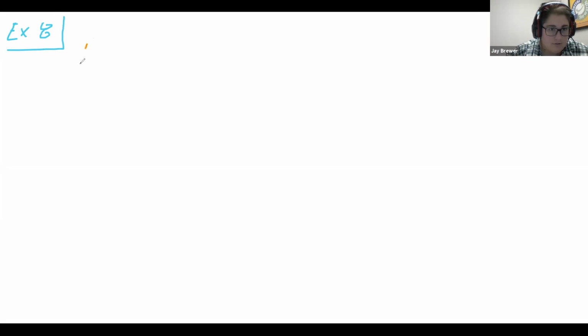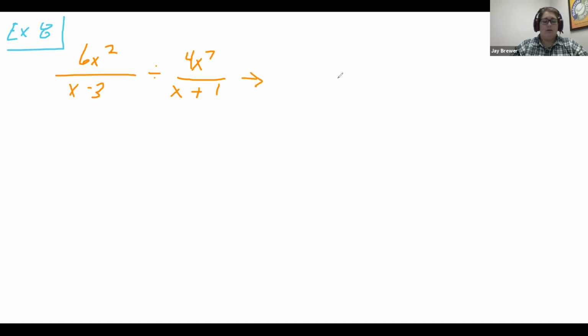They give you 6x squared over x minus 3 divided by 4x to the 7th over x plus 1. What can you guys tell me, or what can you guys recall about dividing by a fraction? What do we end up doing? Multiplying by the reciprocal. Perfect.